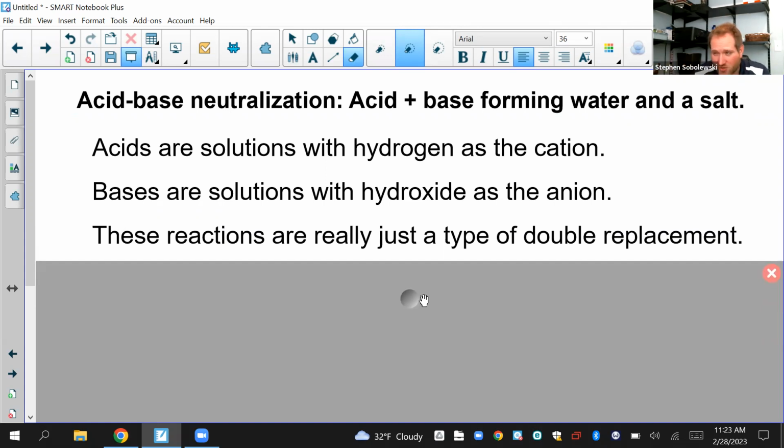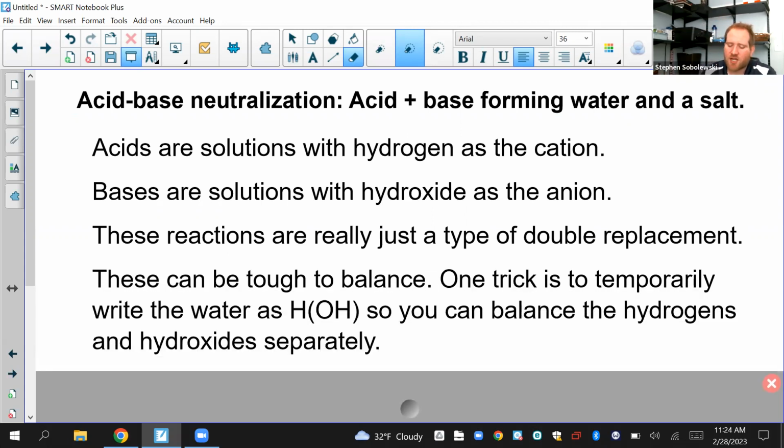And in fact, your chemistry teacher might not teach this as a sixth reaction. They might just categorize this under double replacements and really say there's 5 types of reactions. But I like to put this as its own reaction type, but know that it's really just a type of double replacement.